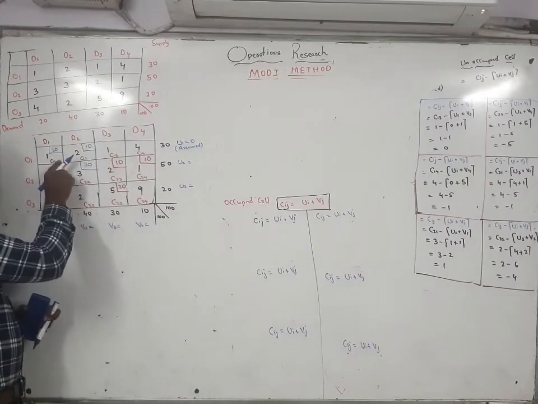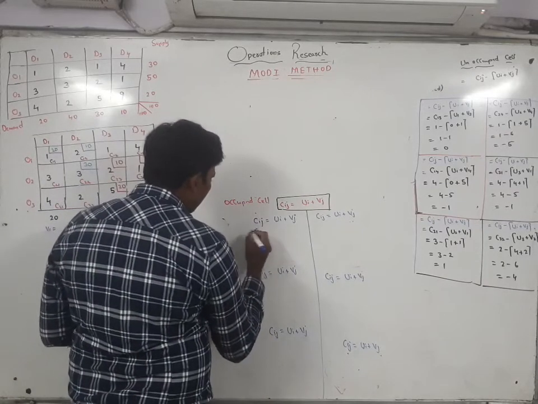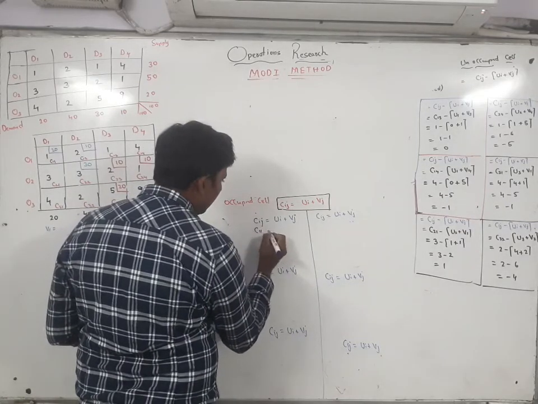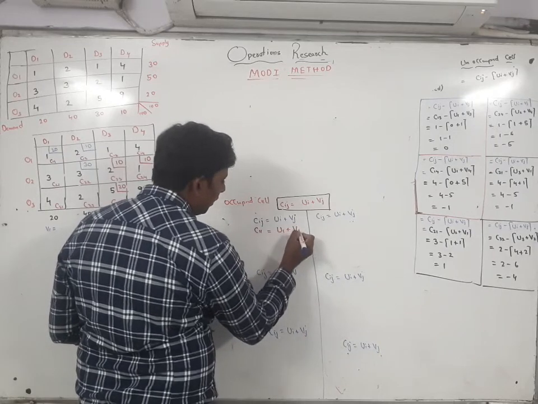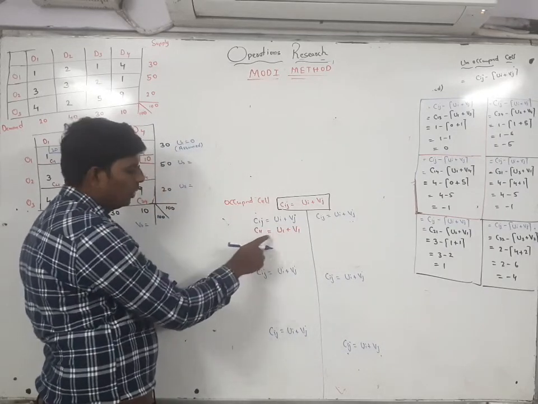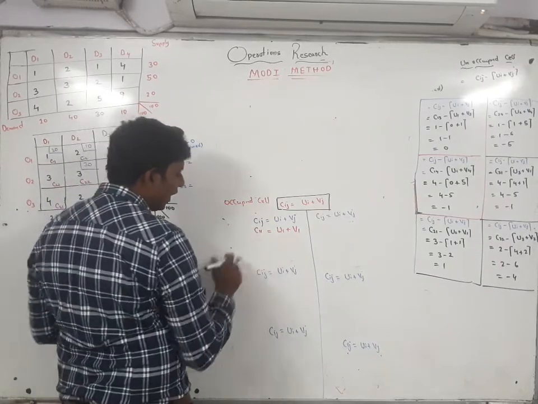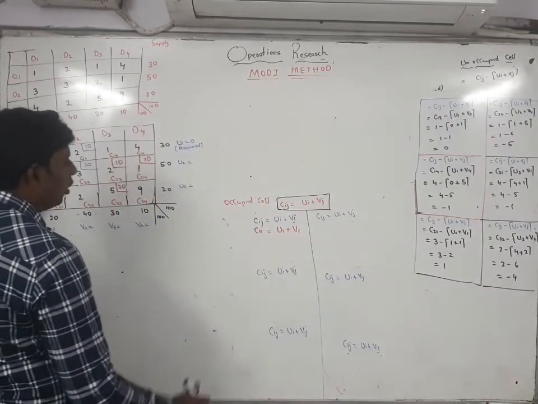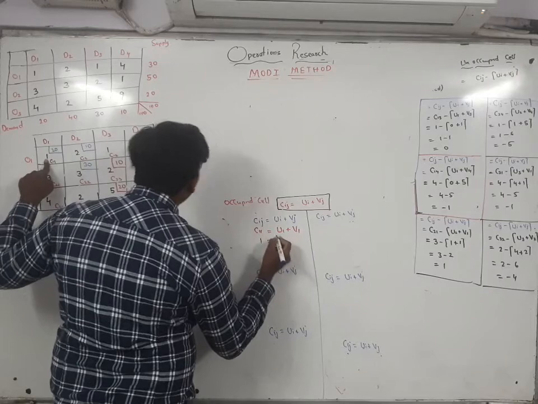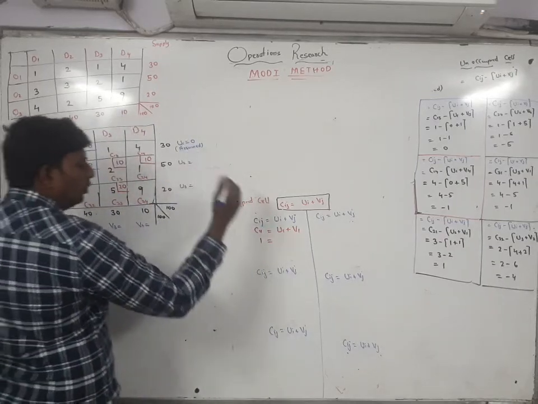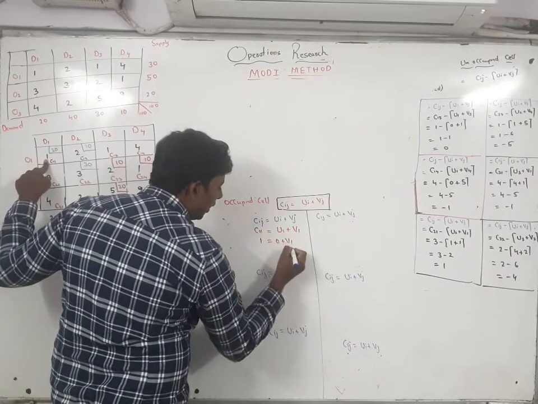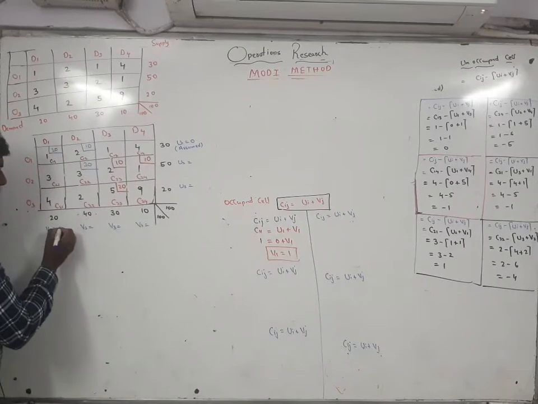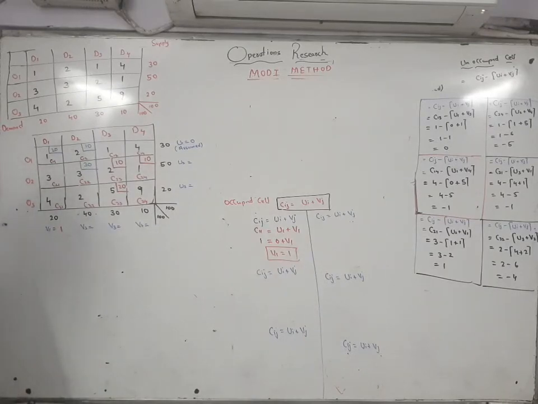So, the first occupied cell. Where is the first occupied cell? C11. So I will write here C11, which is U1 plus V1. First one for U, second number for V. Now the C11 value is 1, equal to U1 value. How much do you assume for U1? 0 plus V1. So you are getting V1 as 1. So I will write here V1 value is 1.